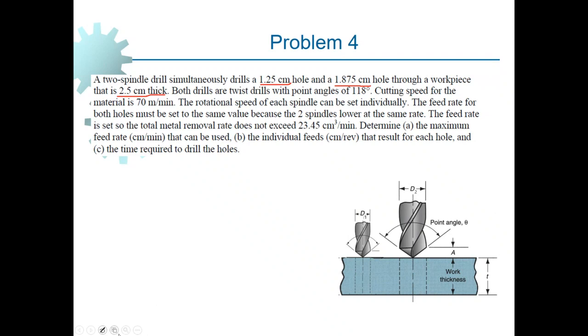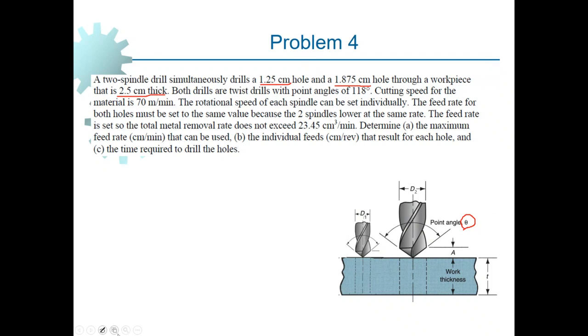Both drills are twist drills with a point angle of 118 degrees. So this angle theta is given, and that is equal to 118 degrees. This point angle is different for different drill bits depending on the type of the material being drilled. For the majority of applications, this point angle is 118 degrees.